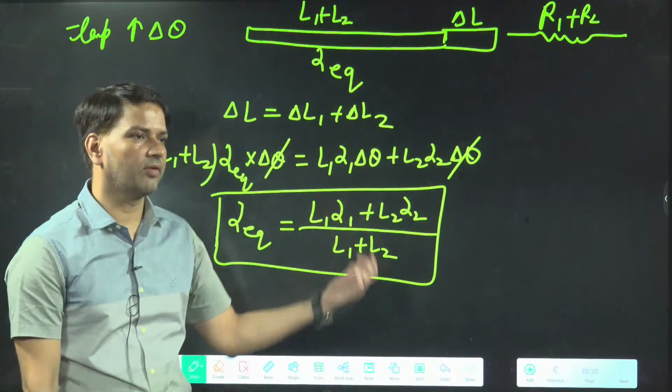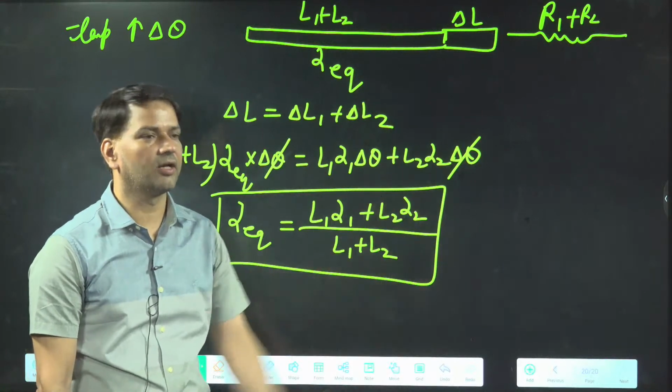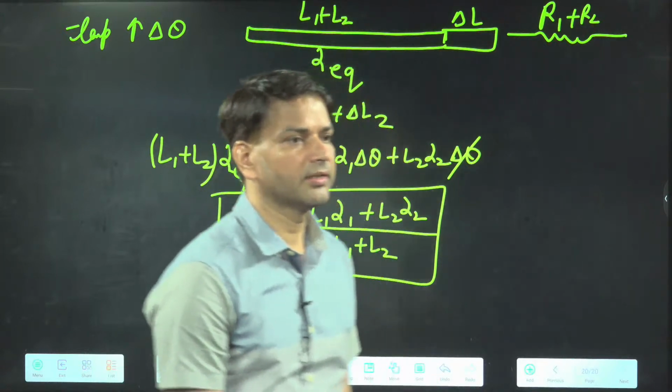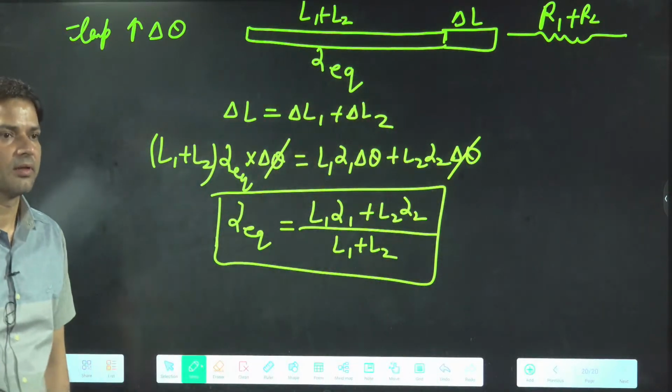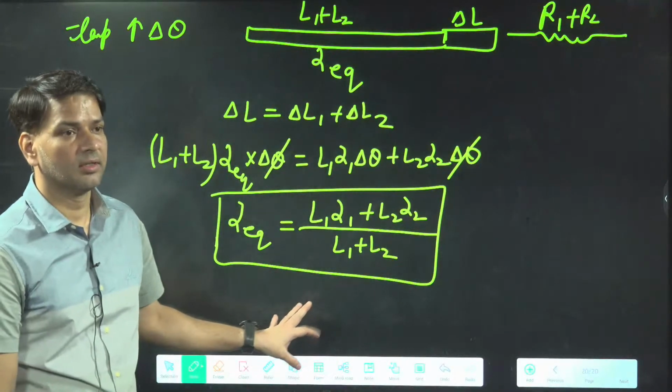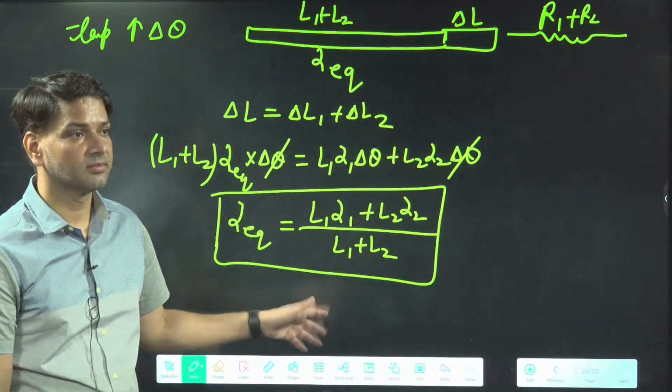Like if three rods are there, then it is L1 alpha 1 plus L2 alpha 2 plus L3 alpha 3 upon L1 plus L2 plus L3. Got it or not? Any problem anybody has?